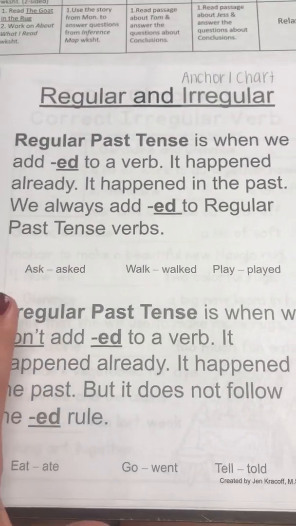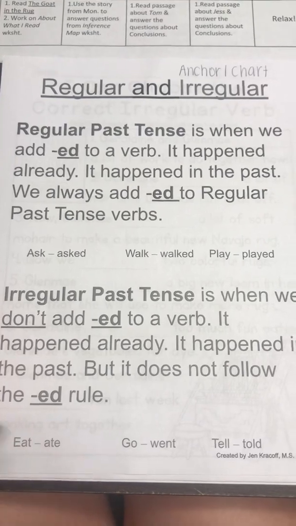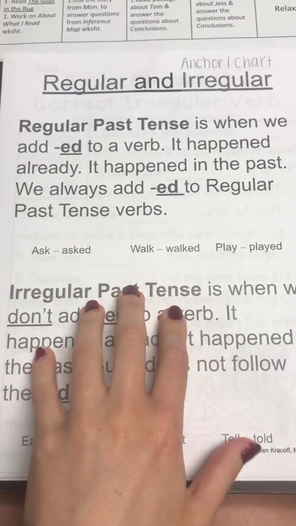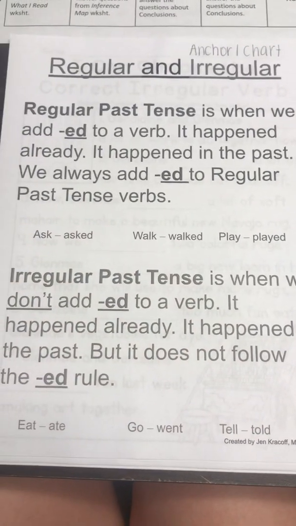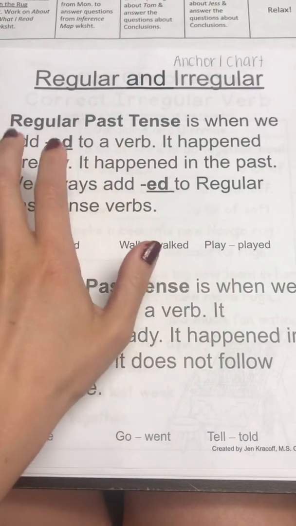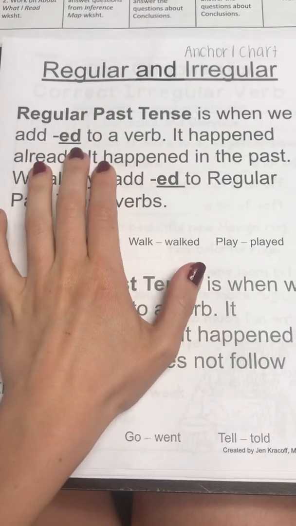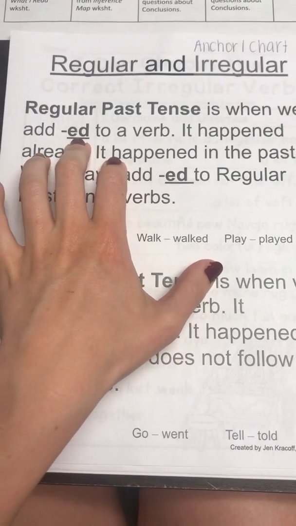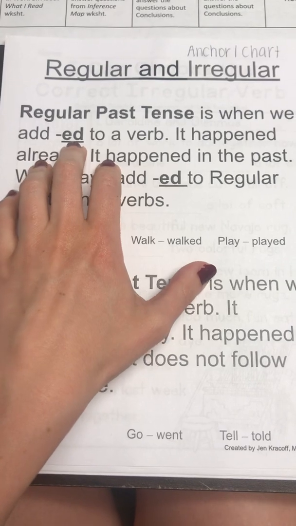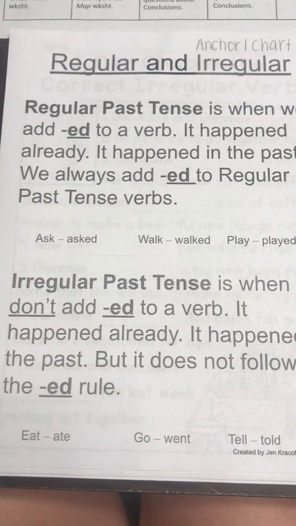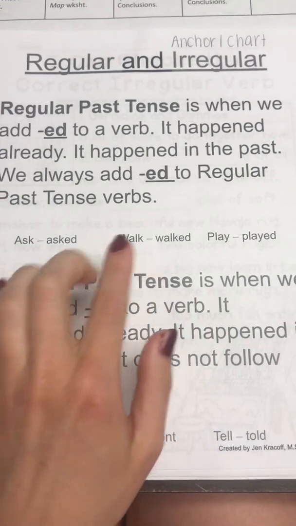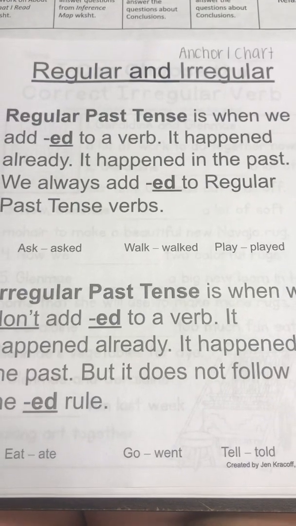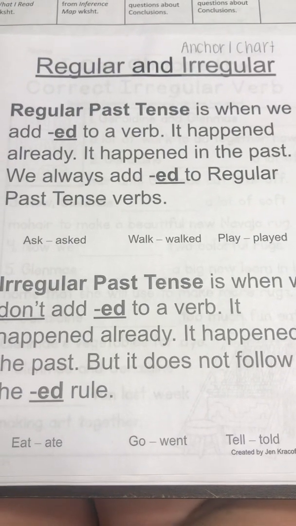Then here's an anchor chart where we are talking about regular and irregular past tense verbs. This is also provided on our website, and if you are looking at a regular past tense verb, you will add ed to the end of a base word unless there is already an e at the end, in which case you will only need to add a d. One thing I want to go over real quick for regular past tense verbs is that ed can make 3 different sounds, and this is something that we have discussed before.